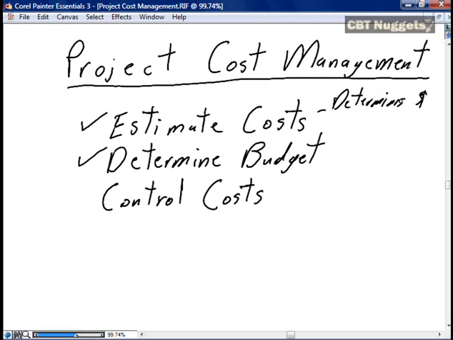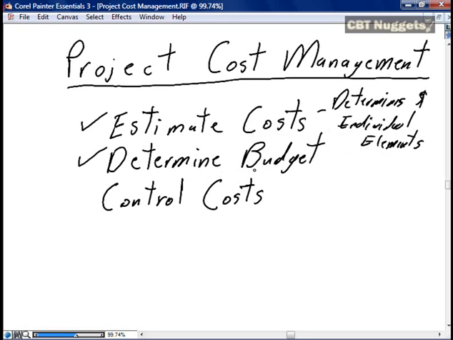the costs for the individual elements of the project. All of the materials, all of the equipment, all of the human resources, basically taking each and every element of the work breakdown structure that we've discussed in previous nuggets and determining the cost associated with that.